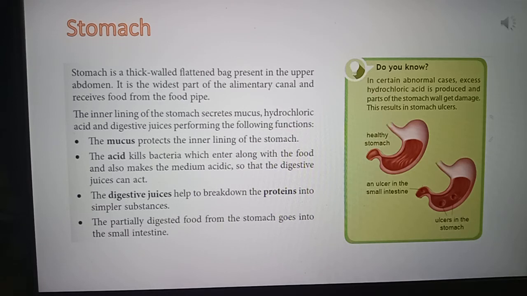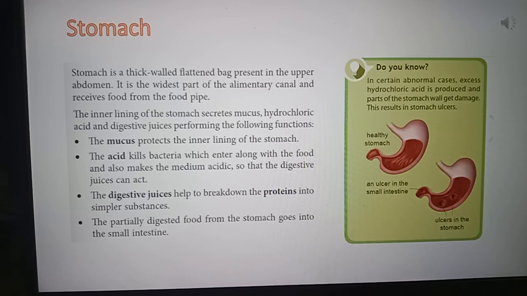Okay? Now, the stomach is performing digestion. The digestion is occurring in the stomach, but it is not completed. It is partial. So the partially digested food is moving from the stomach into the small intestine, so that the digestion may be completed in the small intestine. So I hope you all have understood what the stomach is, the function of the stomach, and how digestion occurs.